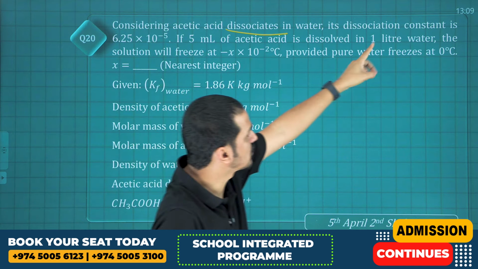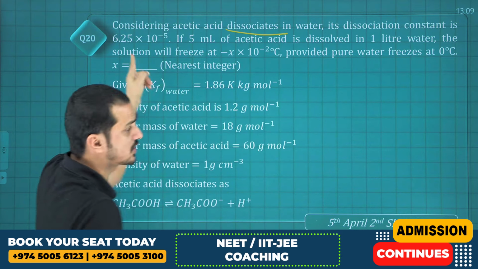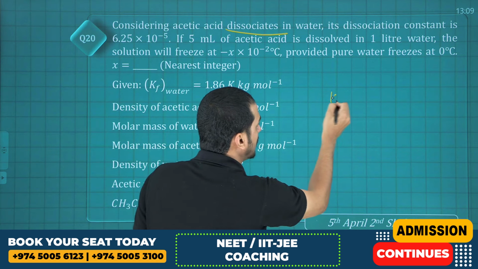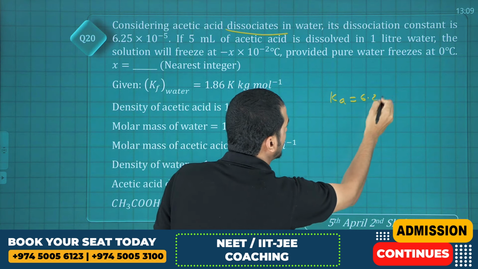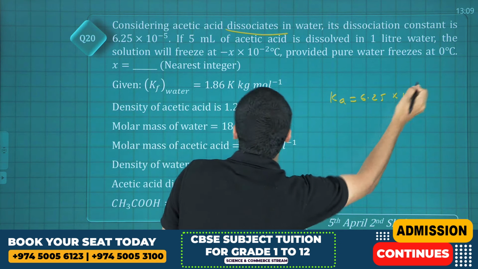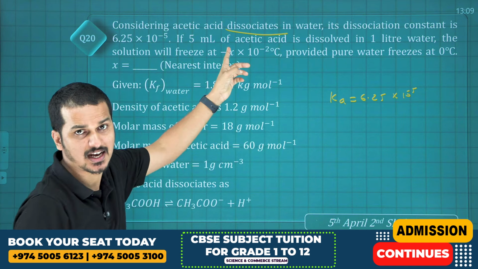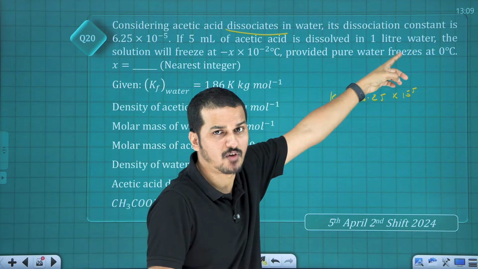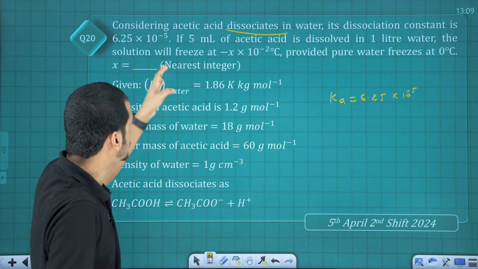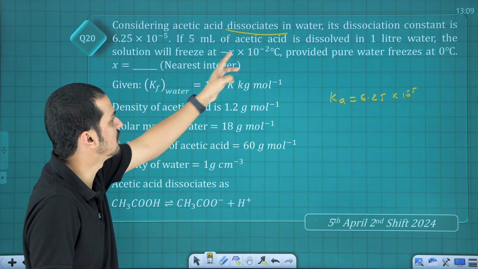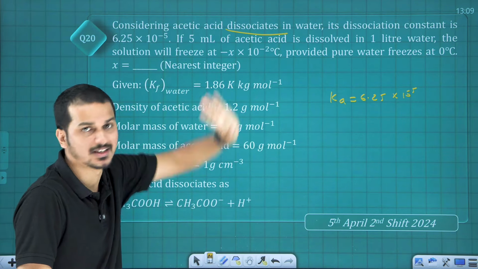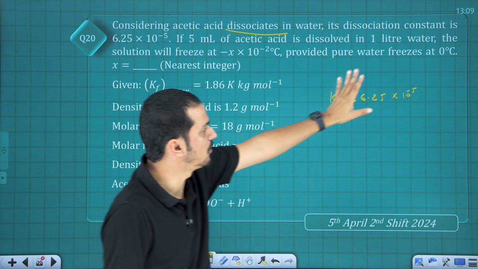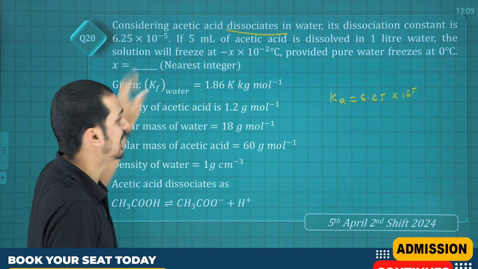Okay, its dissociation constant is given. Dissociation constant means Ka. The Ka value they gave is 6.25 into 10 raised to minus 5. So you are taking 5 ml of acetic acid and dissolving it in 1 liter of water, making a solution which is going to freeze at minus x into 10 raised to minus 2 degrees Celsius, provided pure water freezes at 0 degrees Celsius.